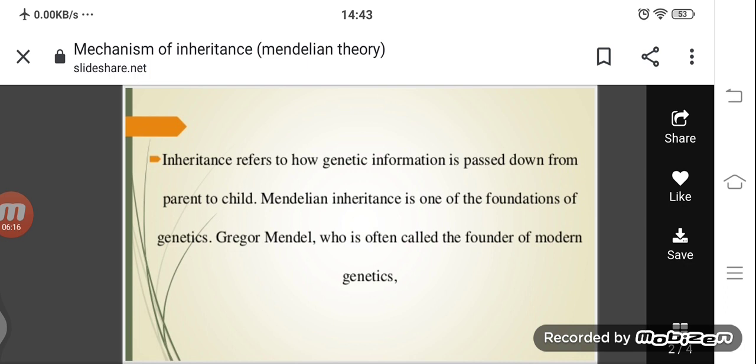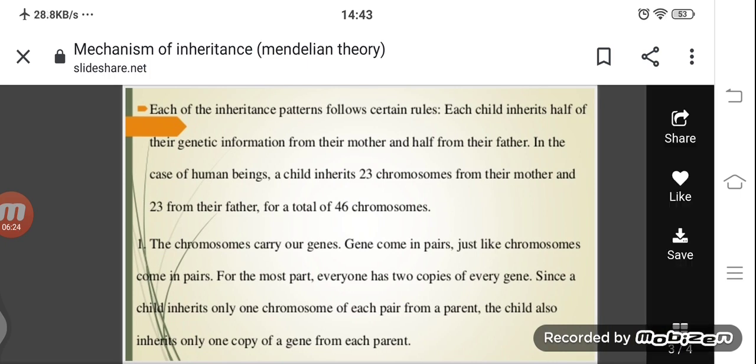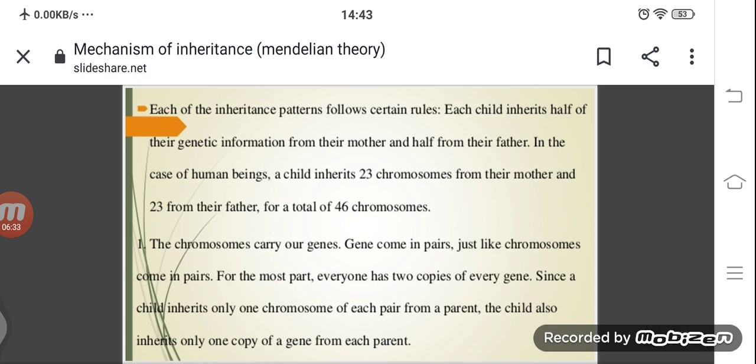Here, inheritance refers to how genetic information is transferred from the parent to the child, or from one generation to another generation. Each of the inherited traits follows particular rules. Each child inherits half of their genetic information from the mother as well as the father.